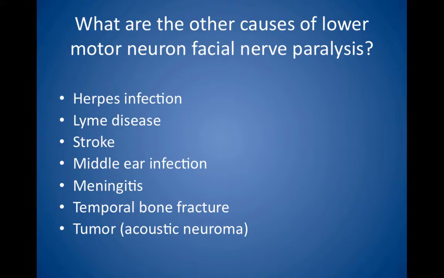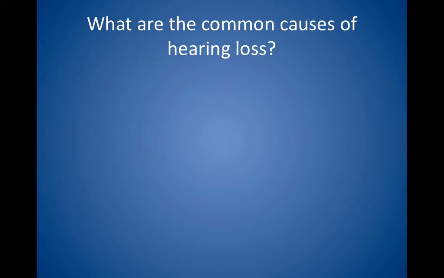Stroke, middle ear or mastoid infection. Meningitis, a temporal bone fracture. Look for Battle sign and/or bleeding from the ear. And tumor, classically an acoustic neuroma of the cerebellopontine angle. Order a CT scan or MRI of the head if the cause is not apparent or if the history or physical exam raises suspicion, especially in the presence of additional neurologic signs.